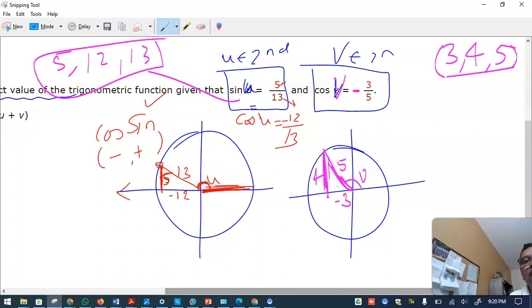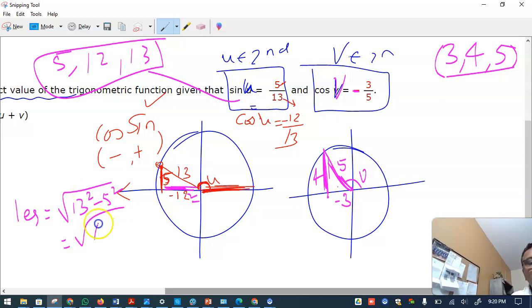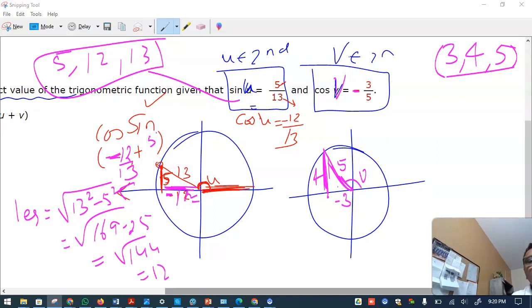Or if you don't remember how we got this 12 here, you can find the leg which is missing. That leg is the square root of the hypotenuse squared minus the square of the other leg. So 13 squared, 169, minus 25, and you work this out, you get 12 there. But because it's on the negative x-axis, you write minus 12. So this is minus 12 over 13, and this is 5 over 13.